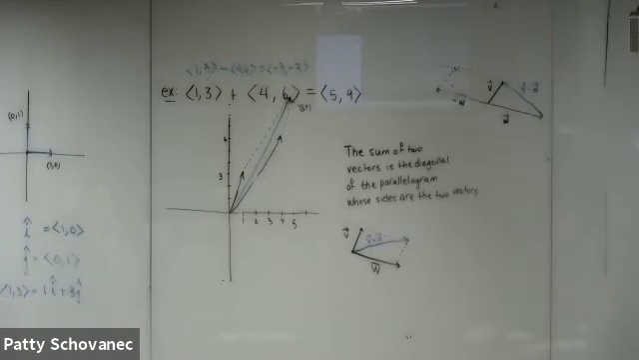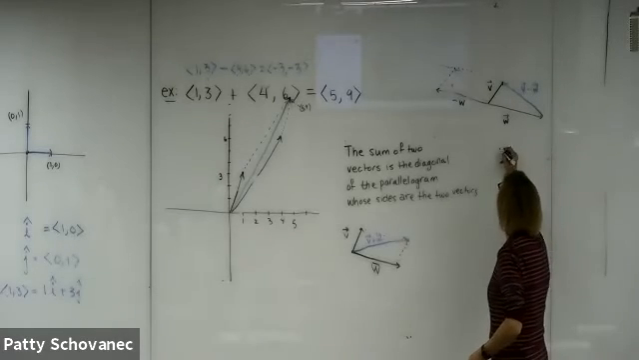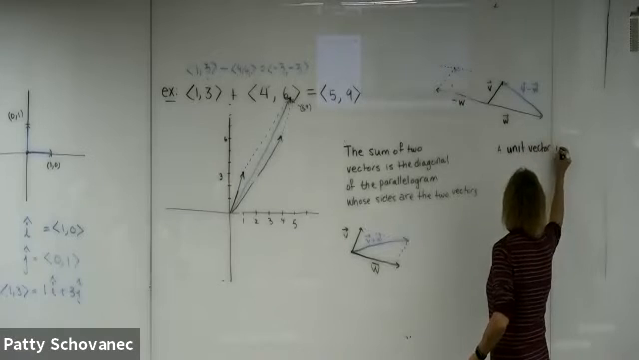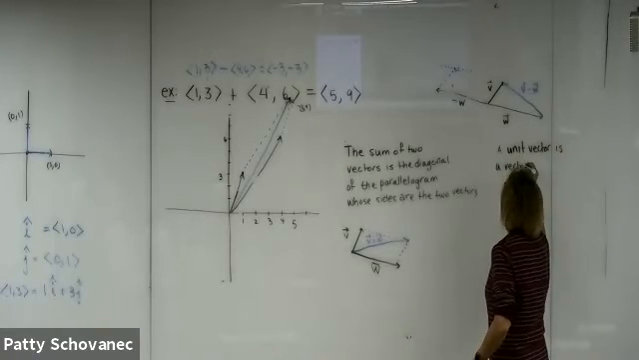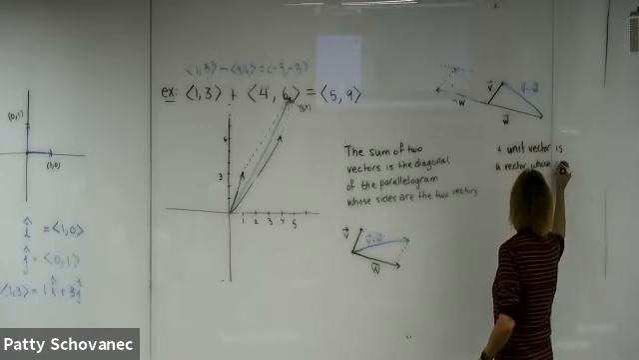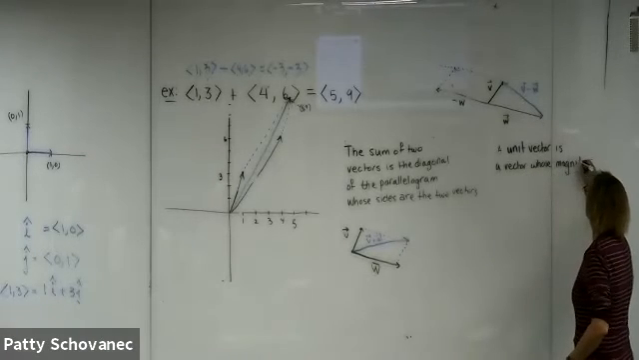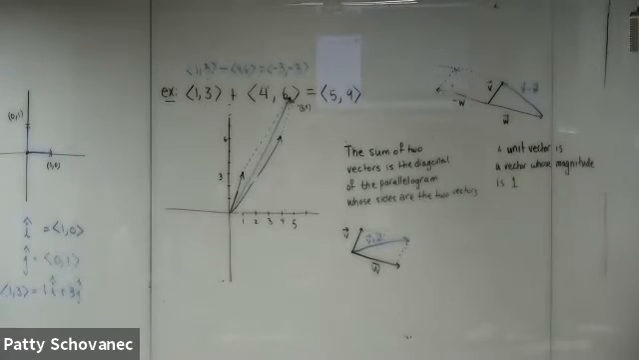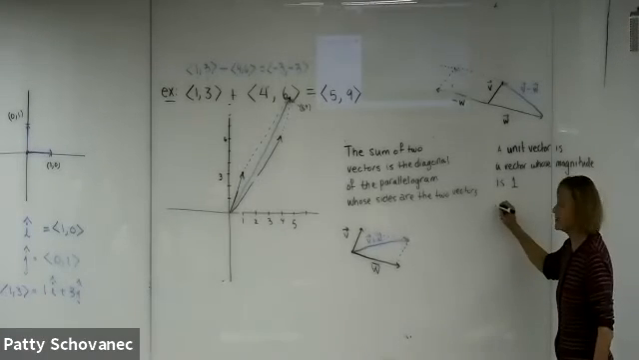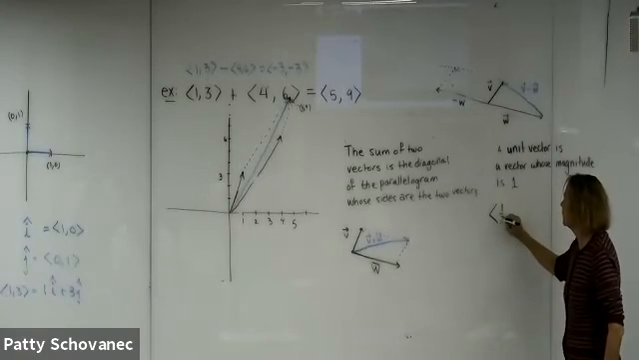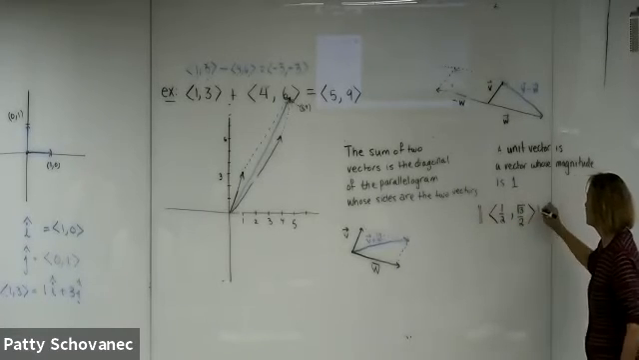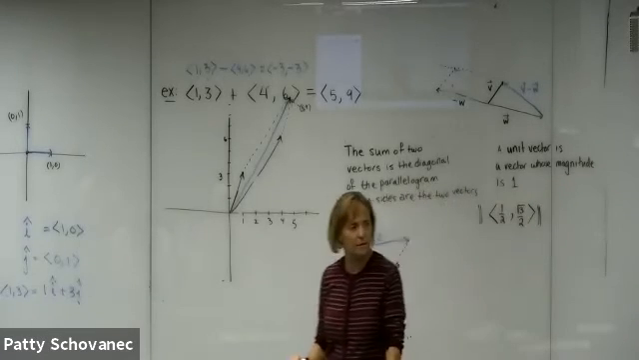I showed you the zero vector. A unit vector is a vector whose magnitude is 1. So our two standard basis vectors, i and j, have a magnitude of 1. But here's another example of a vector whose magnitude is 1. Let me calculate the magnitude and convince you of that.